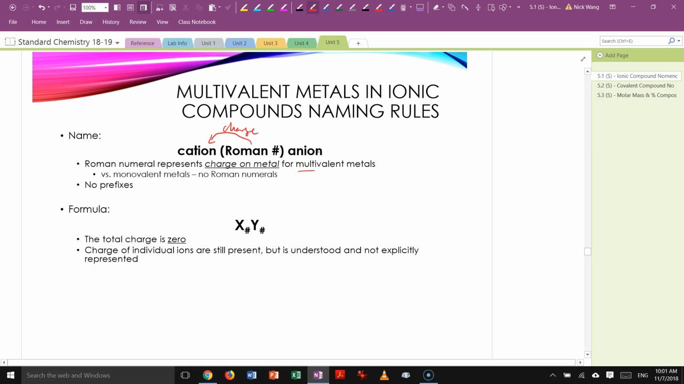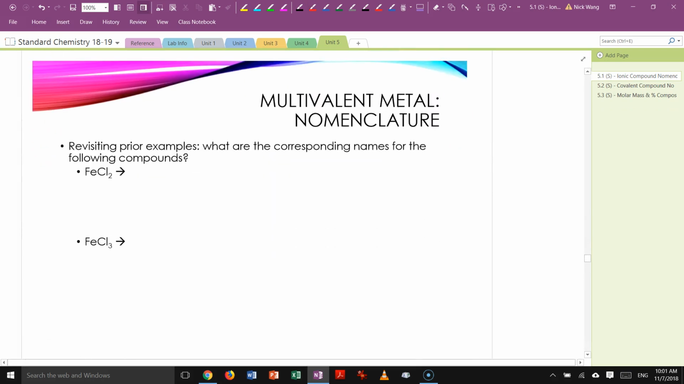And then you have the anion listed afterwards, which has no difference in its system. Once again, there are no prefixes. Absolutely no prefixes in this. The formula is effectively the same too, because you always have a set of letters and numbers that represent the elements and how many of them are required to form the compound. So nothing really has changed there. So let's go and take a look at these examples.